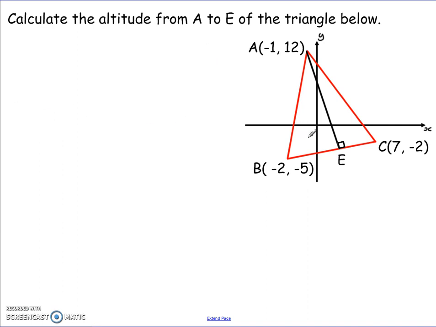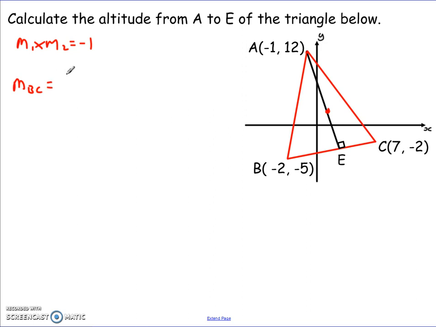Now remember, the altitude is the equation of this line here. Altitude is perpendicular to the line it intersects with. So in order to get the equation, we need a gradient and we need a point. The point we're using is A. We need the gradient. For this, we can use the property m1 times m2 equals -1. If we know the gradient from B to C, we can use this to get the gradient of A to E, and then we've got all the information we need. And we've got enough information to get that gradient from B to C, so let's do it.